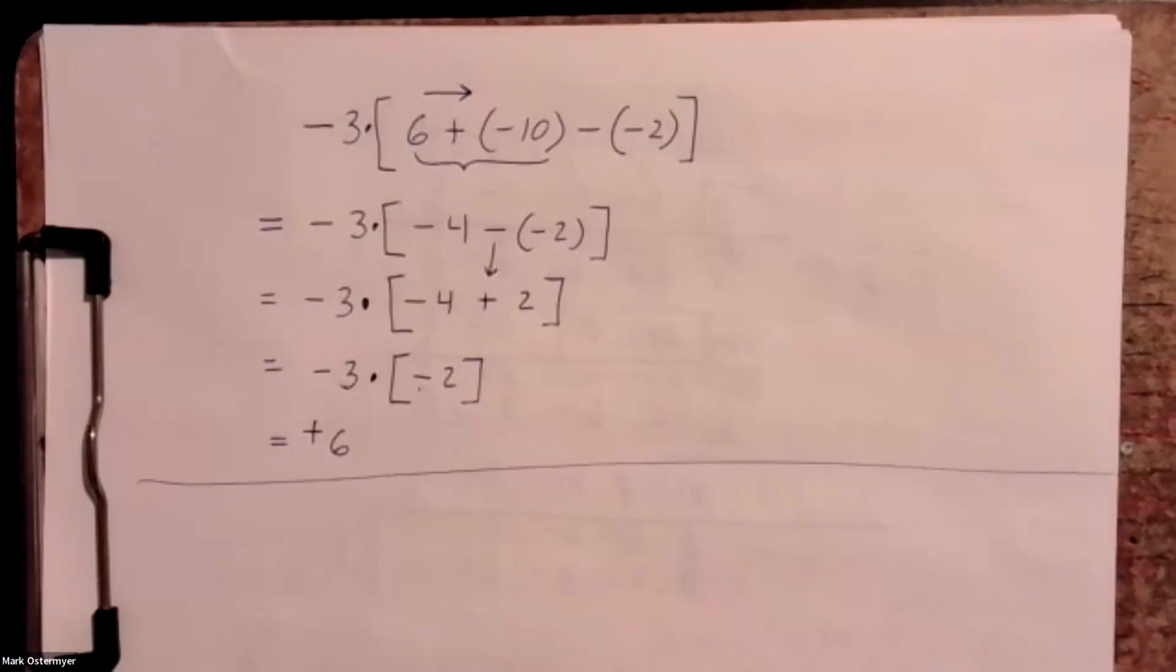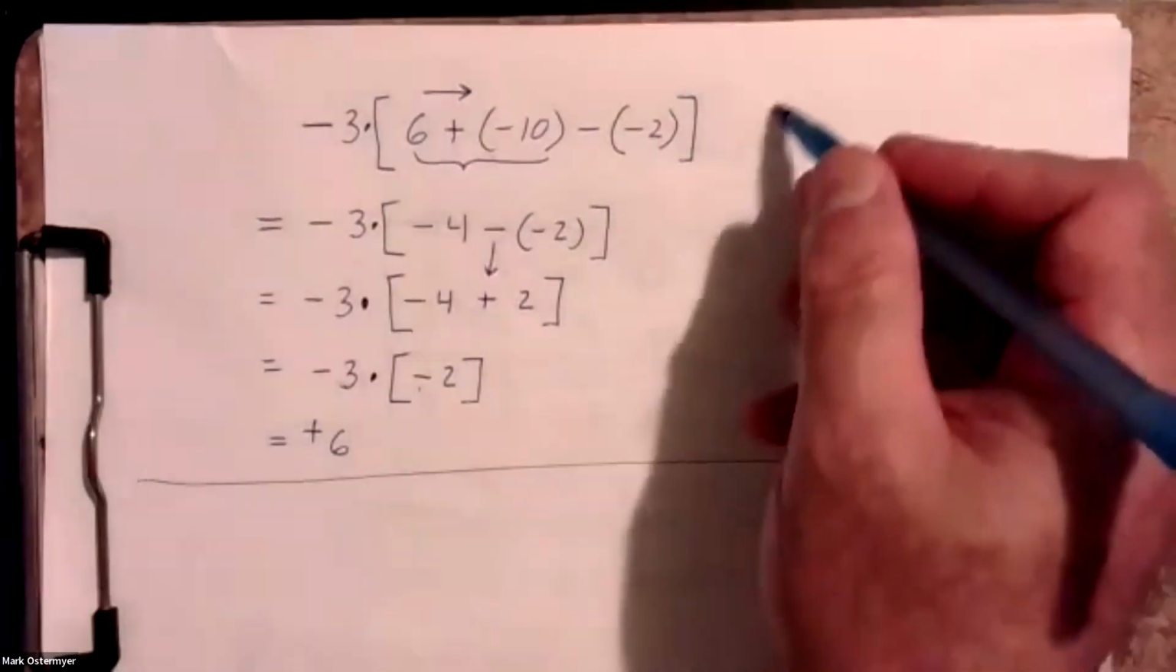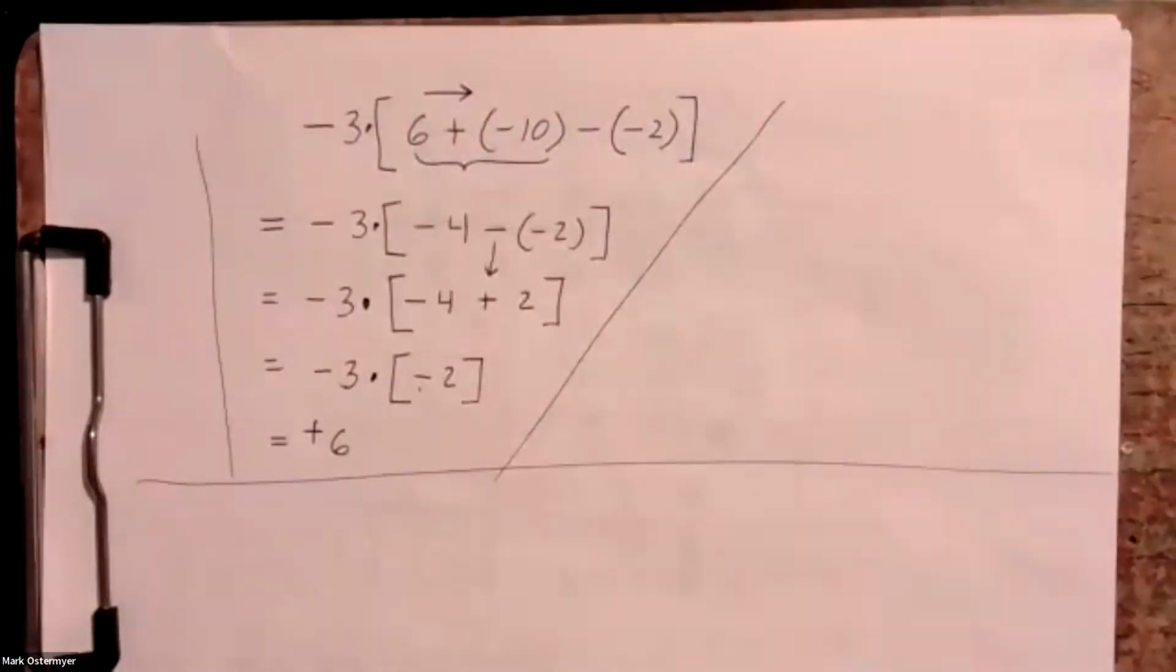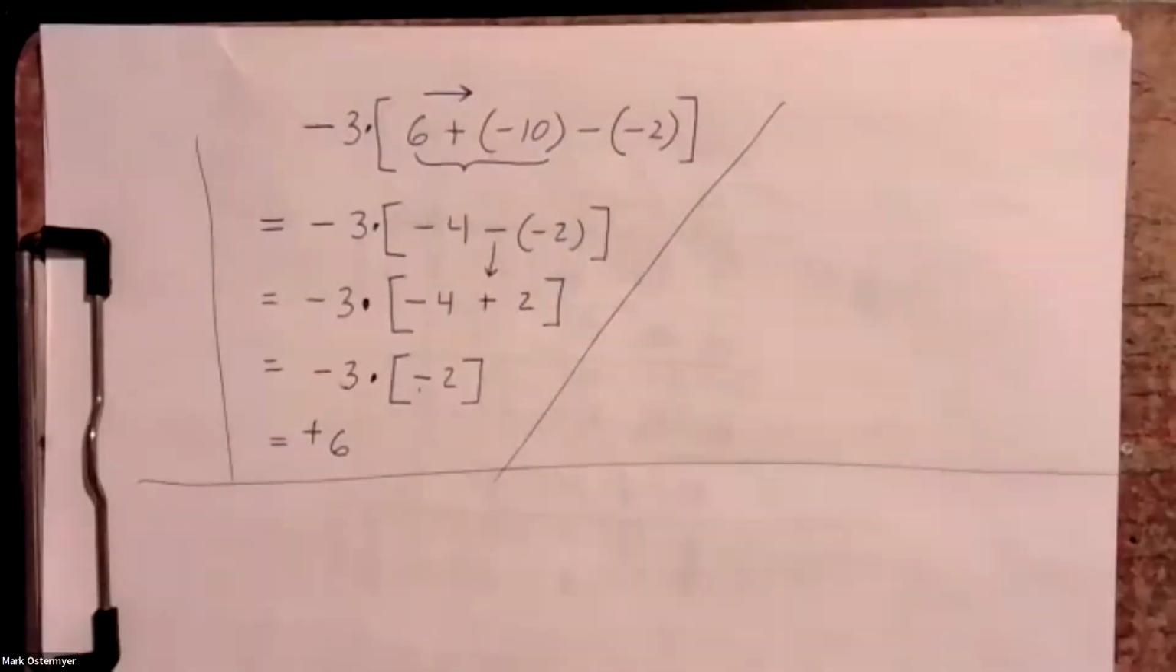If you did not get the positive 6, first of all, are we showing our steps on our paper? Are we showing these steps here? Yes. That's how we stay out of trouble, okay? If you try to do this all at once, it's going to get all tangled up. All right, nothing but mistakes.